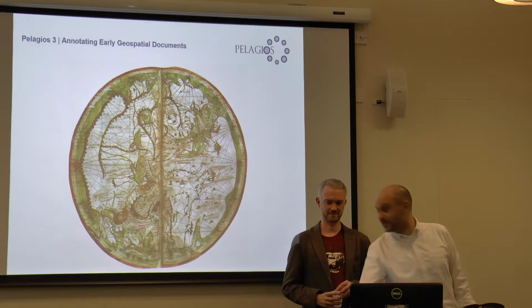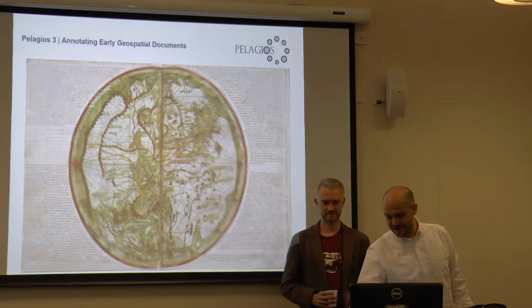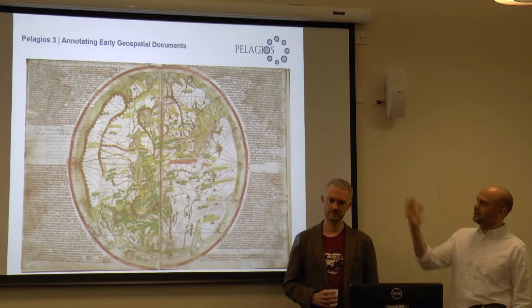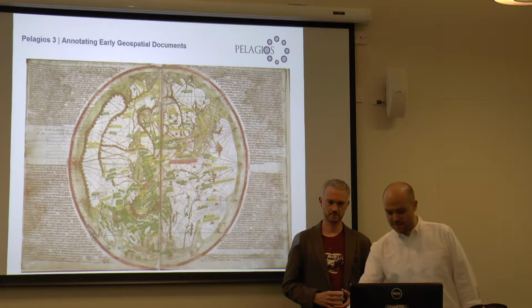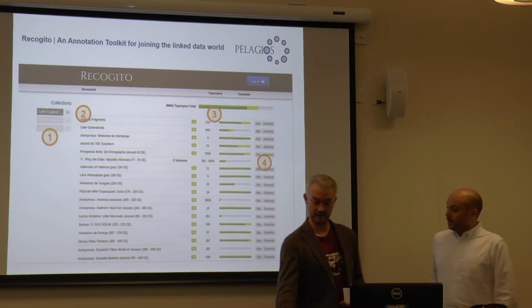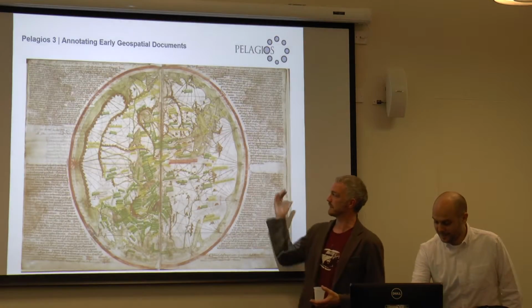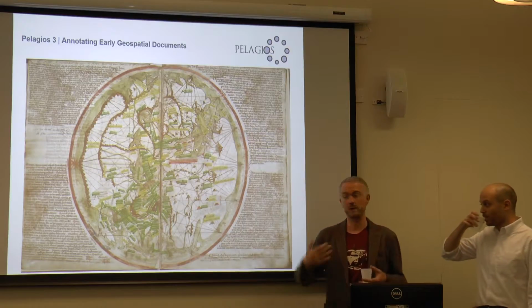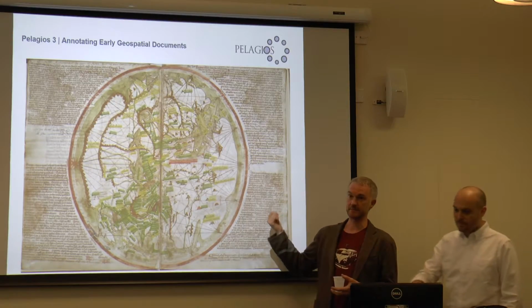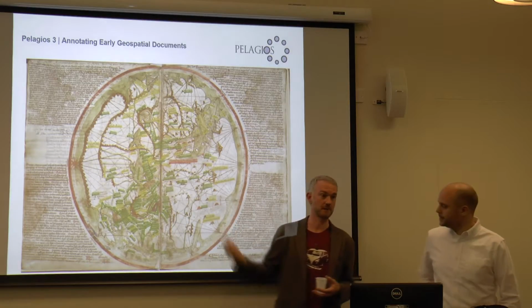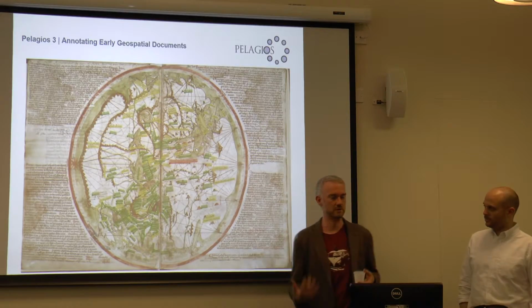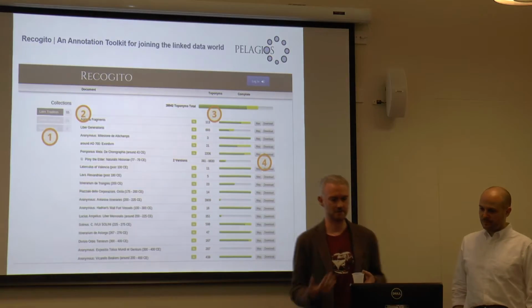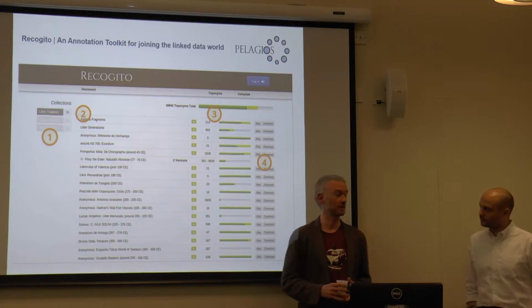So here we go, here's Visconti's world map, and just as a taster of what's about to come, here's Visconti's world map with a bunch of annotations on it, and we'll come to exactly what those annotations mean in a moment. And in many ways, just to go back to that image, it's really about trying to read maps and text alongside each other as well. Once you've annotated the place names in text and you've annotated place names in maps, then you can start reading these two fantastic resources alongside each other, setting up some kind of dialogue. So this is what Recogito looks like.